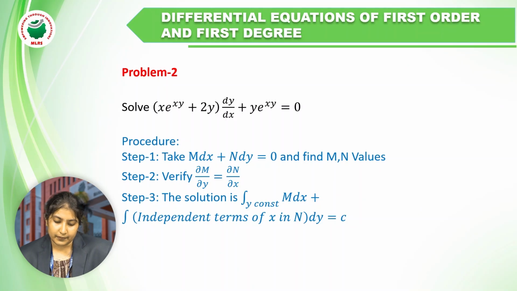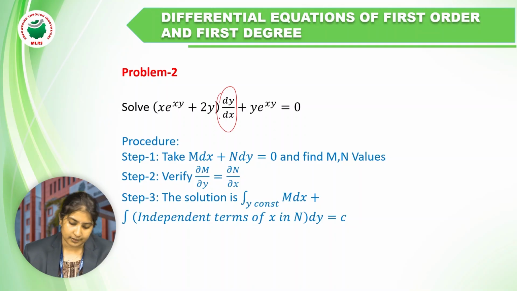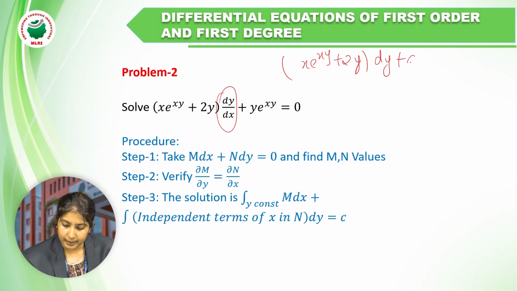If you see here for the second problem, (x e power xy plus 2y) into dy by dx plus y into e power xy equal to 0. Always remember that whenever you have something like this, you just need to cross multiply. So what will I get? (x e power xy plus 2y) into dy plus dx into y e power xy equal to 0.